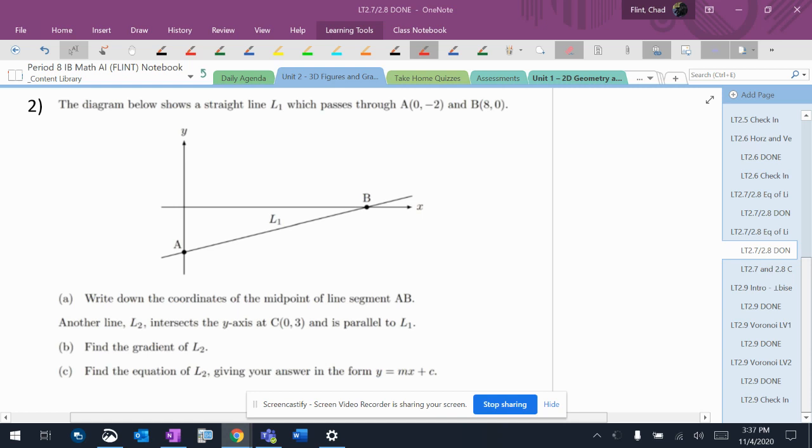So another kind of problem here, it's got a picture. Sometimes they'll give you a graph. They actually tell you what the coordinates of the points are. That's A, and that's B. Okay, and that's got a few things going on here.